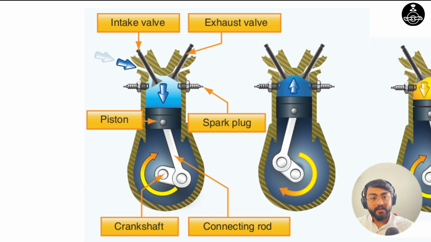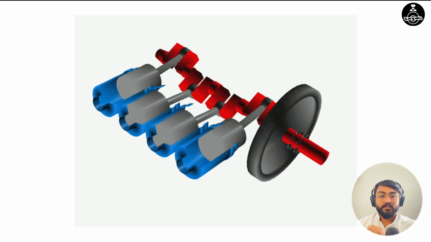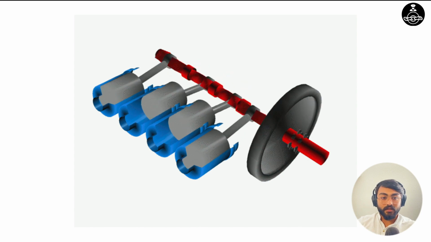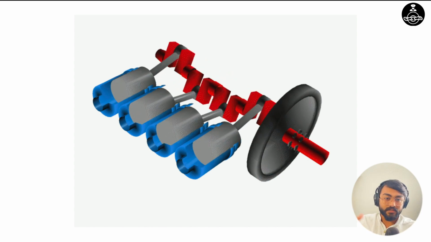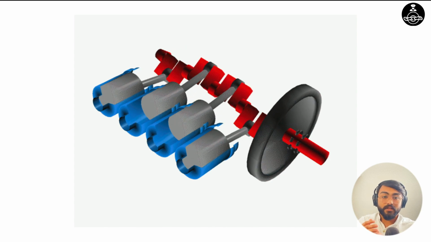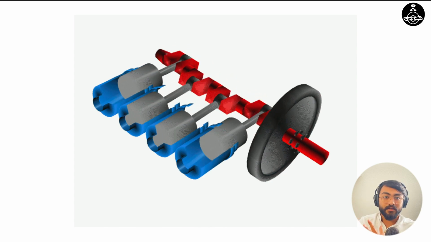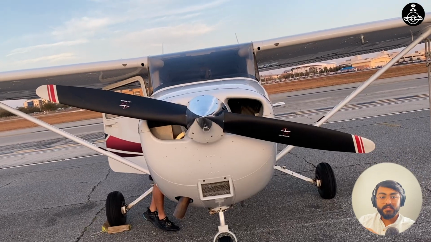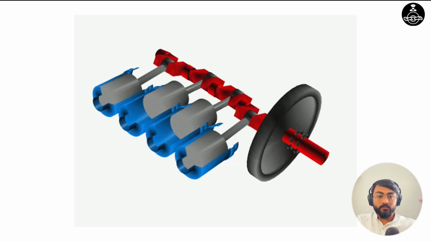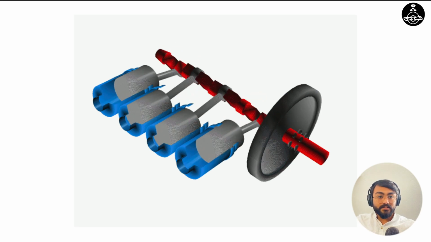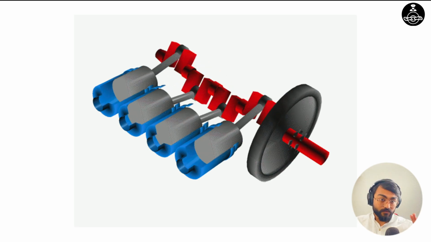Then we have the crankshaft. What is the crankshaft? Crankshaft is the shaft that connects the pistons, the cylinders, to the propeller or to a gearbox in certain engines. But if you take an example of a simple Cessna 172, the crankshaft is directly connected to the propeller. So when the crankshaft moves, the propeller moves as well. This crankshaft moves because of the power stroke, as we just discussed.